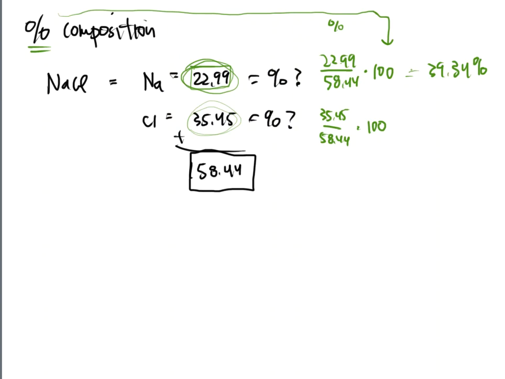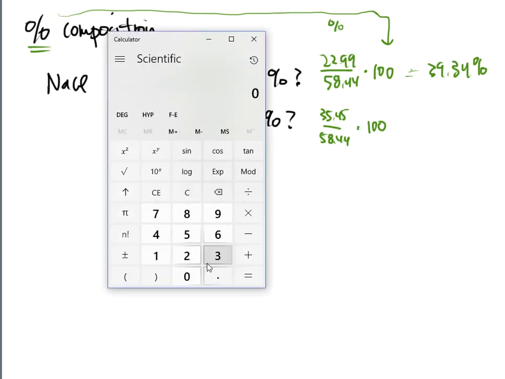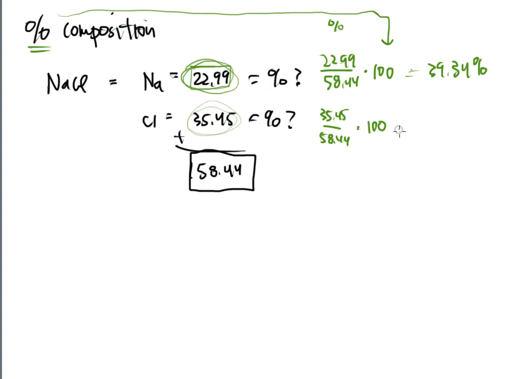Well, I do the same thing with chlorine, right? I'm going to bring up the calculator, and I'm going to take 35.45, and I'm going to divide by 58.44, and then I multiply by 100, so I can change it into a percentage, and I'm going to get 60.66. So 60.66%.